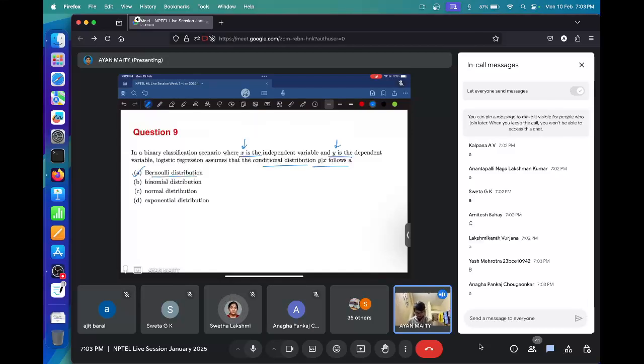Because in logistic regression, for a two class classification problem or binary classification problem, this y value can take only two values, 0 or 1. So if a random variable takes only two values, it follows Bernoulli distribution. So the dependent variable is binary, so Bernoulli distribution is assumed at the start of the logistic regression.